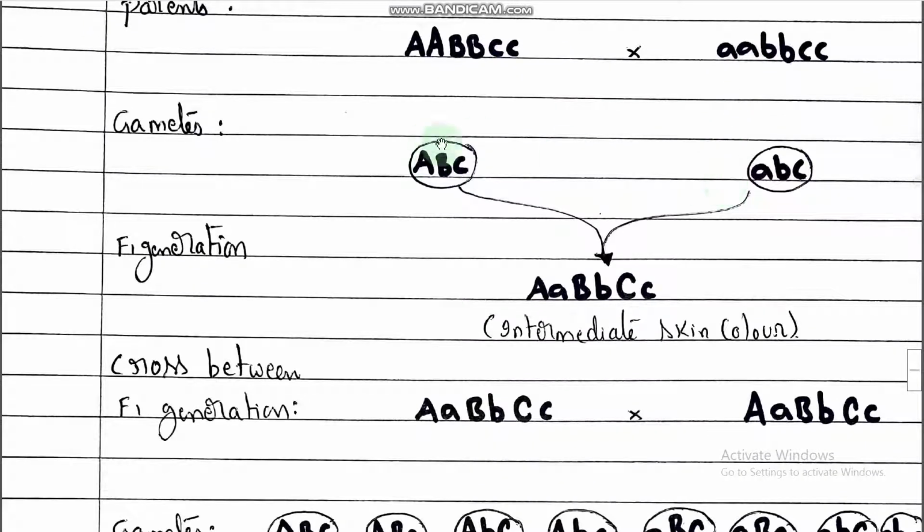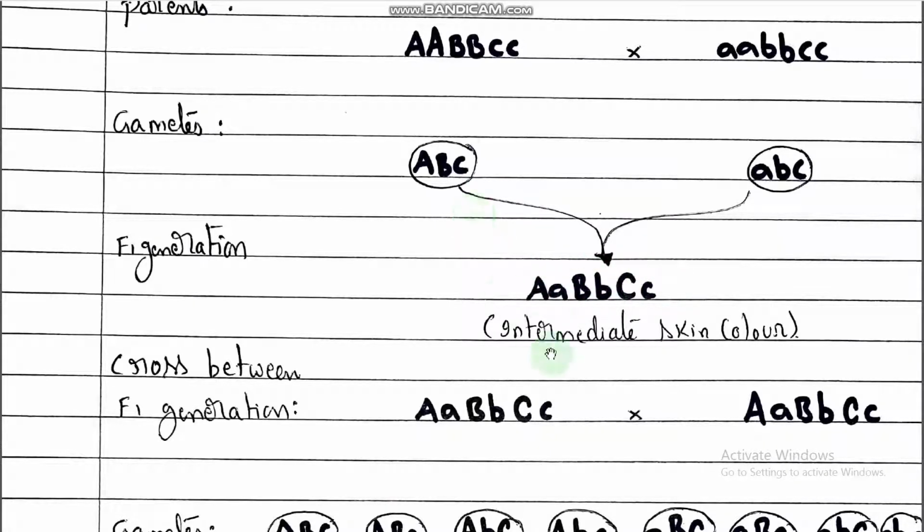And what are the gametes from this? Capital A, capital B, capital C. This is the one gamete. And what type of gametes are formed from recessive? Small a, small b, small c, right? So these are the parents, dark and light color. These are the gametes. And in F1 generation, what is formed?